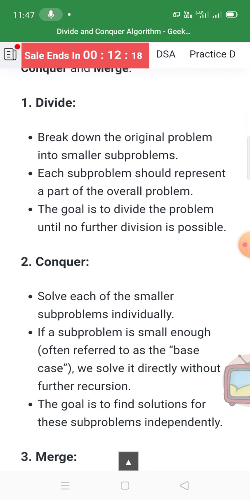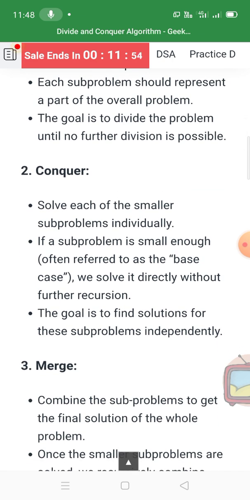The next one is conquer. Conquer means solve the problems individually. In the divide manner, you divide into smaller sub problems, and you check what the problems are and what solutions we need. The conquer method gives the solution, and the problems will be solved. So that is the conquer method.